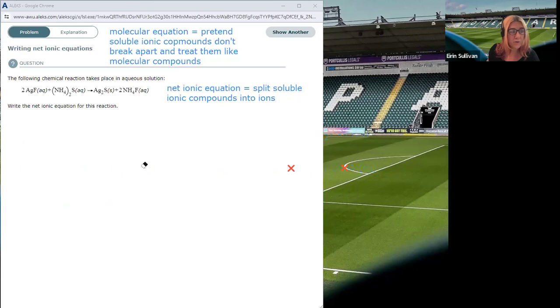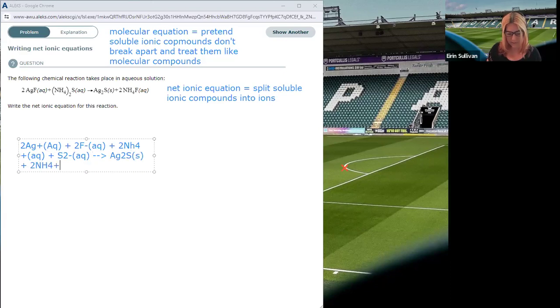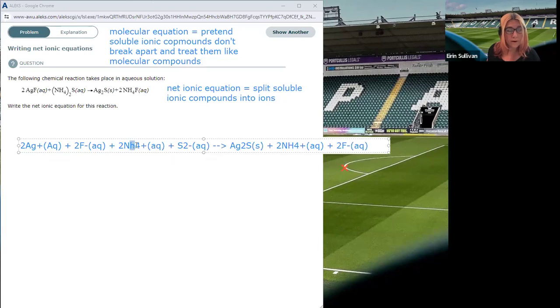Okay, so if there's an AQ symbol, you break it apart into ions. If it's an S, a solid, you leave it alone. Okay, so 2AgF (aq) is going to be 2Ag+ (aq) plus 2F- (aq). Ammonium is NH4+, and there's 2 of them, NH4+ (aq), and sulfide S2- (aq). And then our solid product is silver sulfide, and we have 2 ammonium cations and 2 fluoride anions in the ammonium fluoride. So hang on, that's the wrong kind of H.